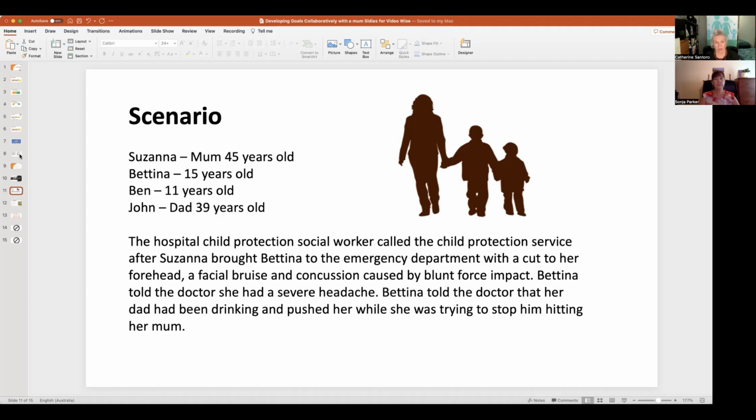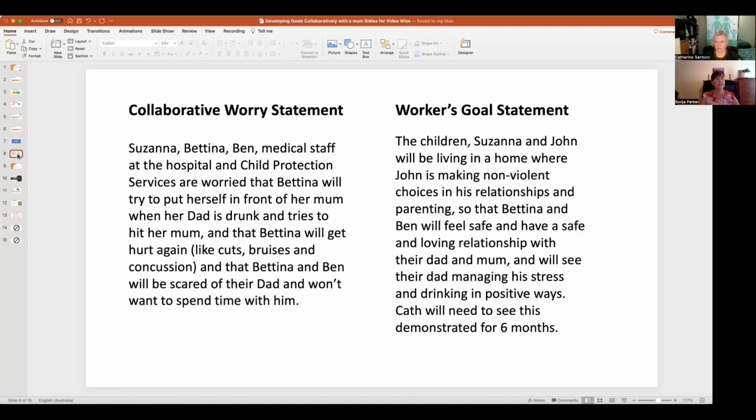hitting her mum. In the previous videos, we developed a collaborative worry statement with the worker and mum, Susanna. And the worker then, in the next video, developed her view of the goal statement, or what needs to happen for this family, with the supervisor, and did some preparation to go out and do this with the family collaboratively. So today, the worker and the mum, as a first step before talking to dad and the network and the kids and the rest of the family, are developing a collaborative goal statement.